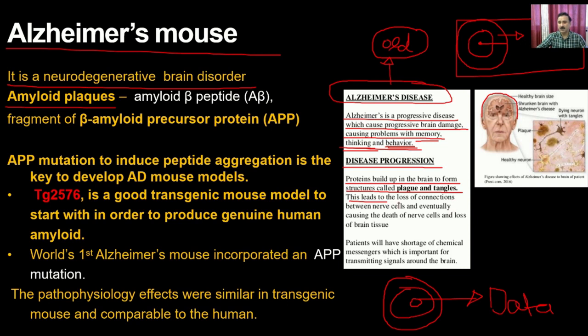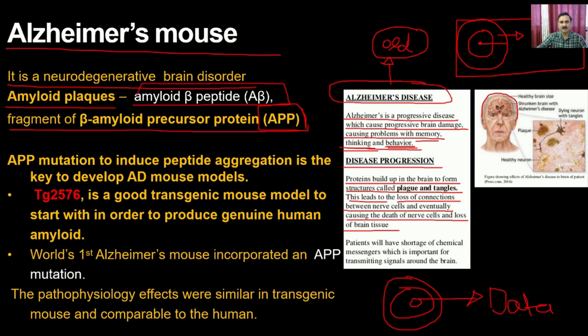And it is happening because there is a loss of connection between the nerve cells, eventually causing the death of the nerve cell and loss of brain tissue. So why is it happening? It is happening because fragments of the beta amyloid precursor protein, also called APP, are aggregating within the brain. These precursor proteins are being generated, forming amyloid peptides, and these amyloid peptides stick to each other, and that's how they develop the aggregates. So APP mutations induce peptide aggregation, and that is the key to developing the AD mouse model.